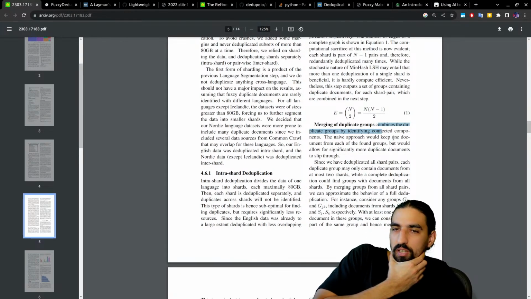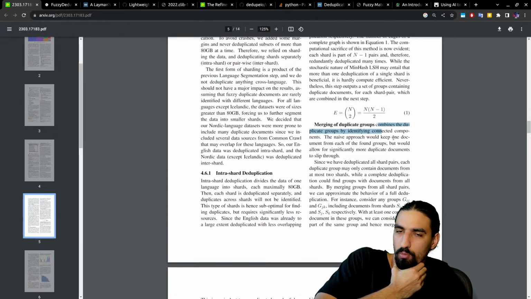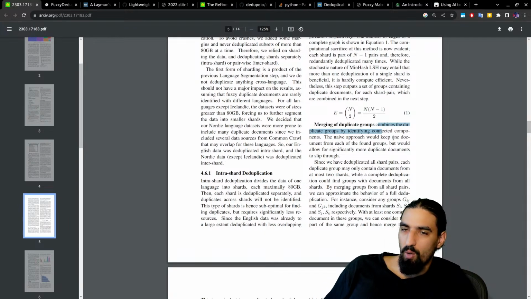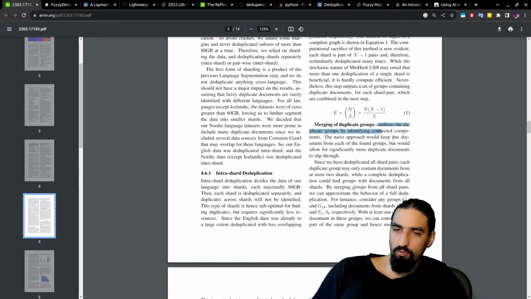Combines the duplicate groups by identifying connected components. The naive approach would keep one document from each of the found groups, but would allow for significantly more duplicate documents to slip through. Since we have deduplicated all shard pairs, each duplicate group may only contain documents from at most 2 shards, while a complete deduplication could find groups with documents from all shards. By merging groups from all shard pairs, we can approximate the behavior of a full deduplication.